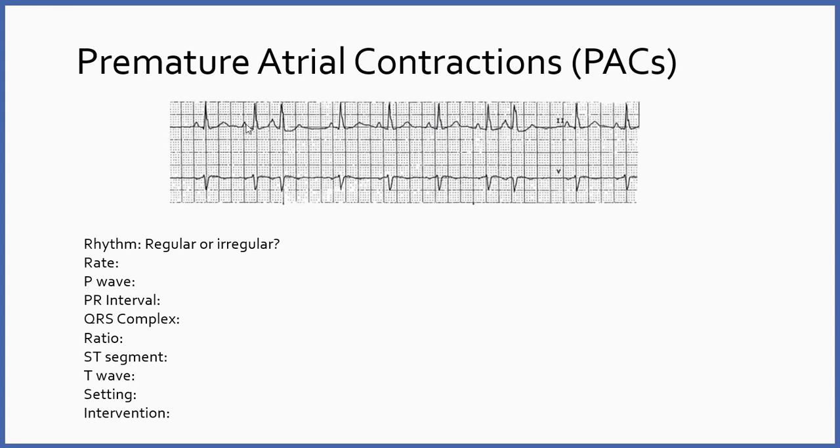QRS complexes all look about the same. You'll notice even on the early beat, QRS complexes look about the same. So let's go ahead and measure the QRS complex. You can hit pause. And once you've come back, you probably had 2 baby boxes or 0.08 seconds, which is normal. Remember, we're going to ignore the early beats. Ratio is still 1 to 1, 1 P wave for every QRS.